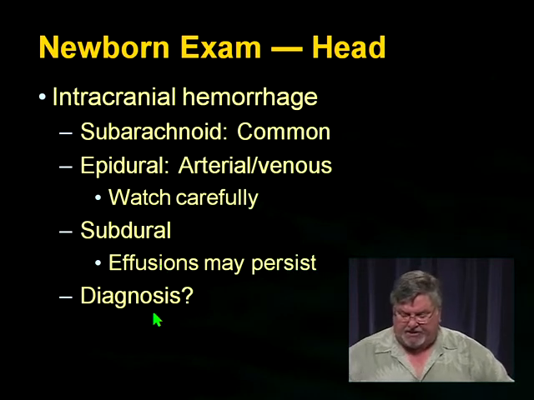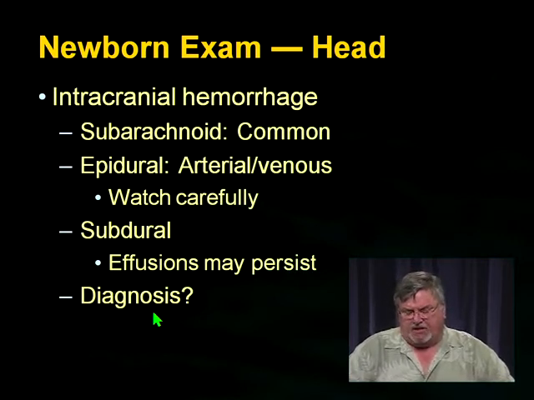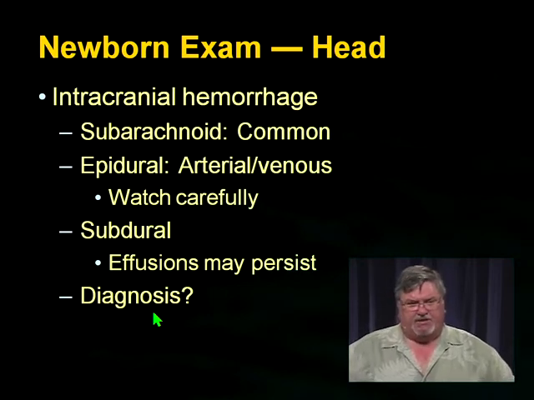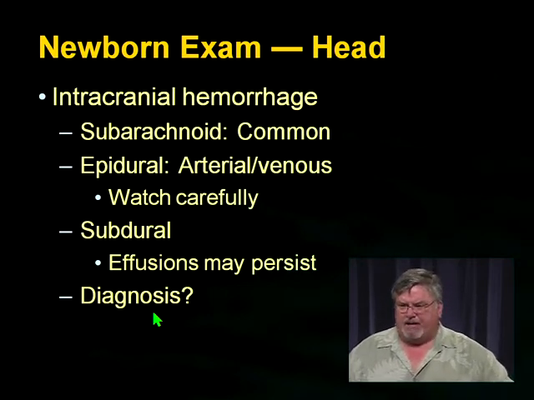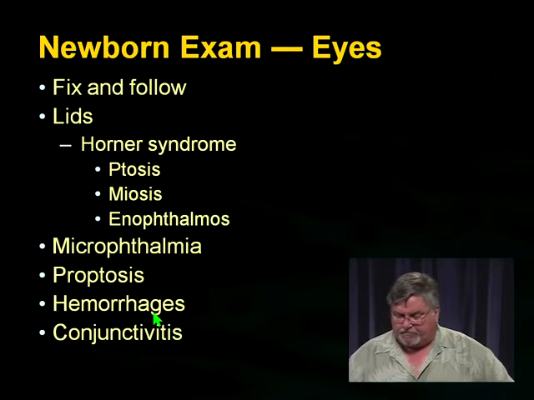Diagnosis: because these hemorrhages are pretty close to the surface of the skull, they generally are better diagnosed with imaging like MRIs or CTs rather than with ultrasounds. You can miss particularly small subarachnoid hemorrhages with an ultrasound. So if you suspect a hemorrhage in an infant, better to image them than to ultrasound them.